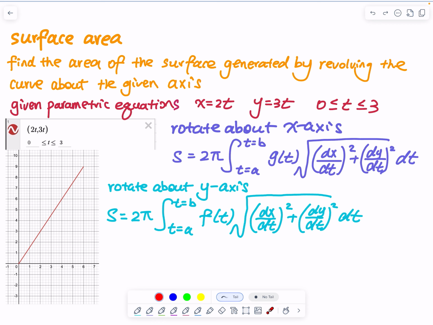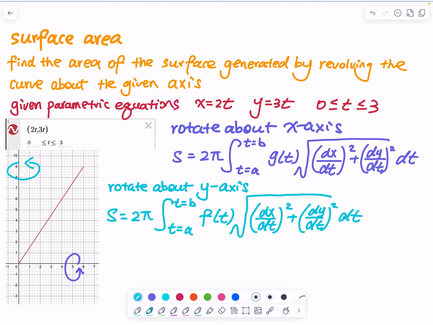This one, as you can see, as t increases, x and y increase as well, and then you get a straight line. From 0 to 3, you get this curve or line, and then we are trying to rotate this about the x-axis. So rotate this about the x-axis, then that will be this. We can rotate this about the x-axis, or rotate this about the y-axis.